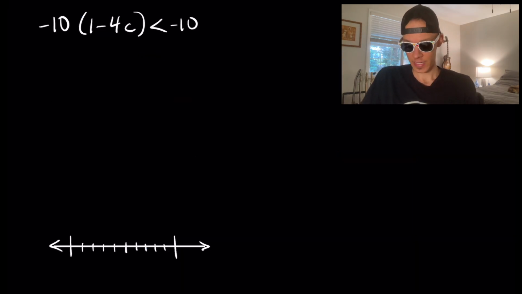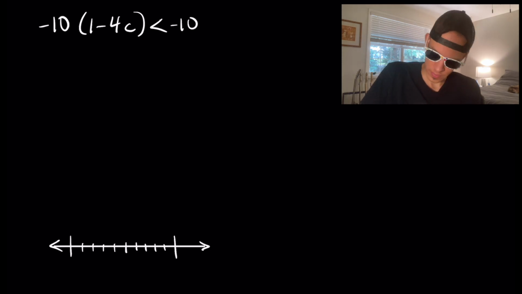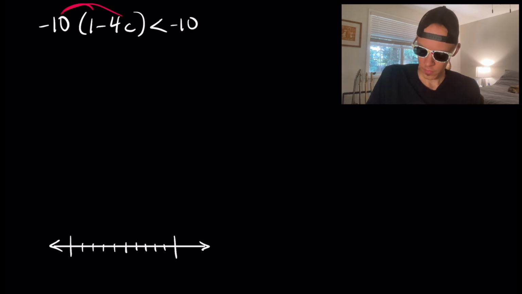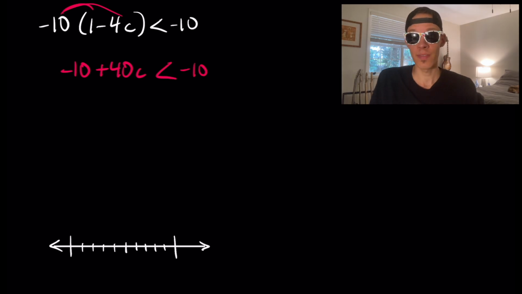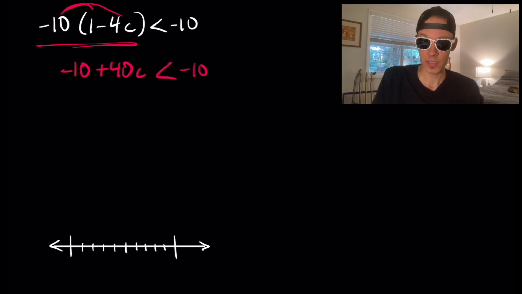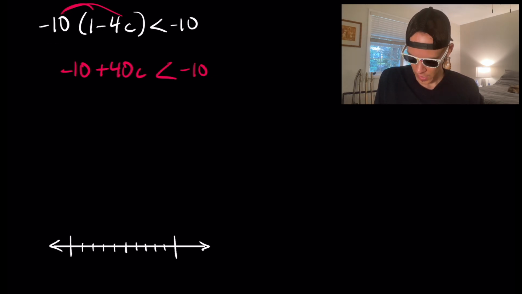All right, negative 10 times 1 minus 4c in parentheses is less than negative 10. So we can use the distributive property. I can multiply that negative 10 into the 1 and minus 4c. So negative 10 times 1 is negative 10. Negative 10 times negative 4c is positive 40c, less than negative 10. And we didn't change the sign there because we didn't multiply both sides by negative 10. We just stuck to the left side.